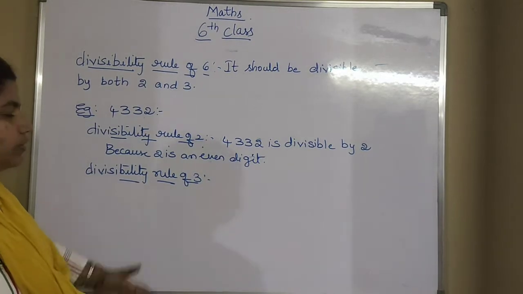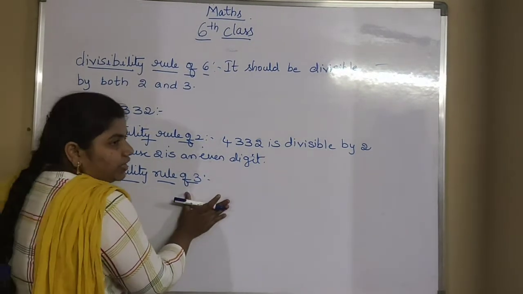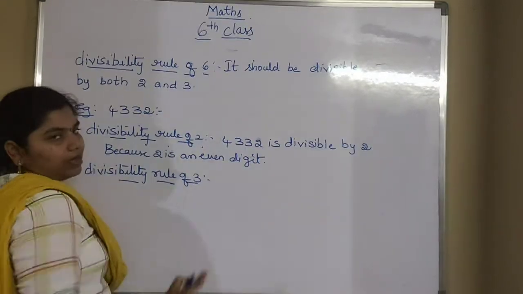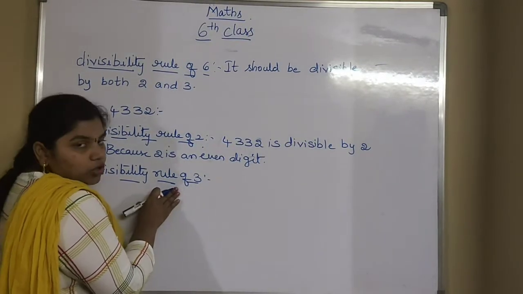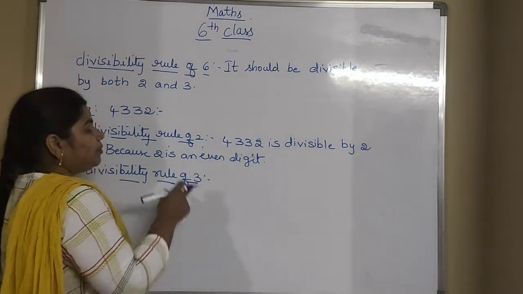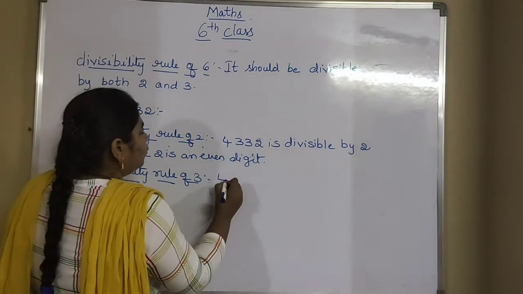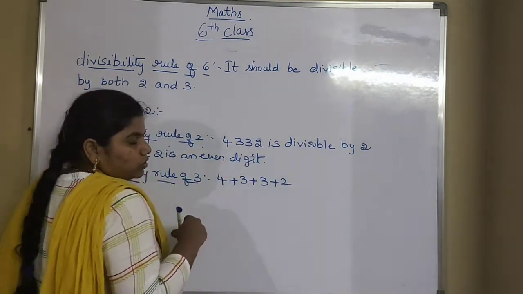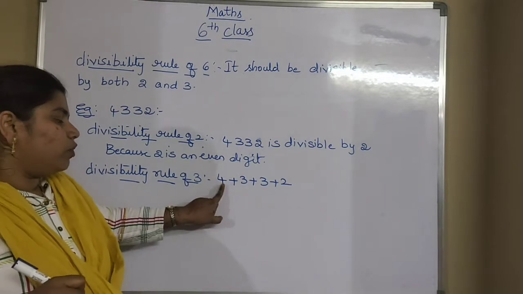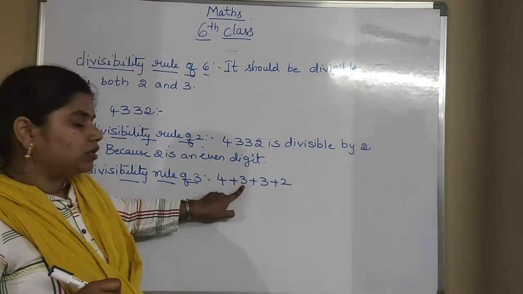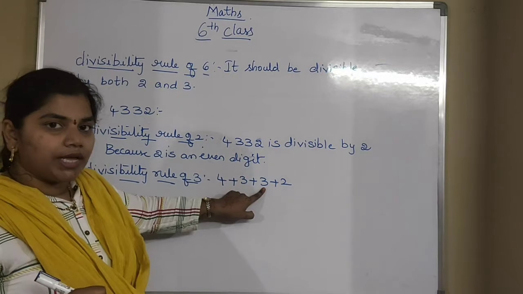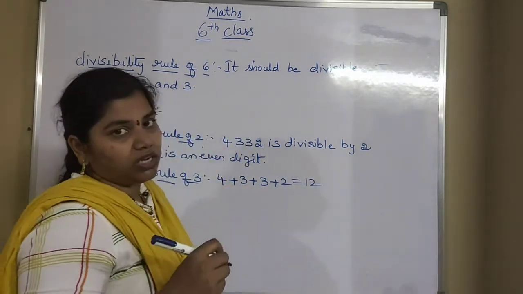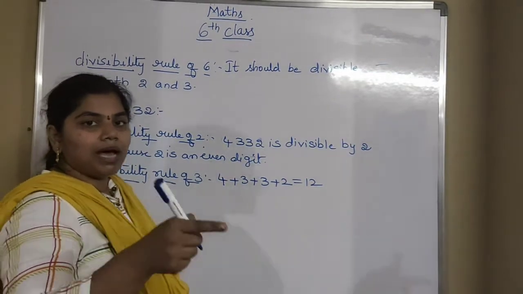Now checking for divisibility rule of 3. So if this 3 is also divisible, then we can say the whole number is also divisible by 6. So what is the divisibility rule of 3? Sum of all digits. That means we have to add all the digits here. 4 plus 3 plus 3 plus 2. So 4 plus 3 is how much? 7. 7 plus 3 is 10. 10 plus 2 is 12. So here 12 is a multiple of 3. That means 12 is divisible by 3.